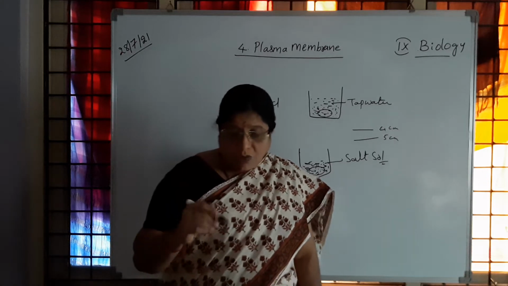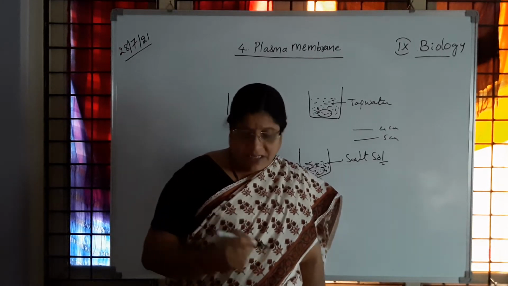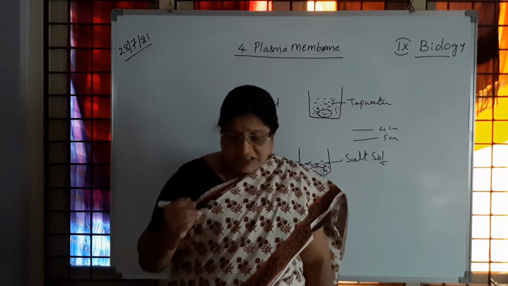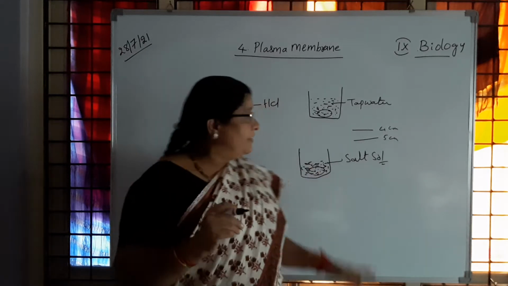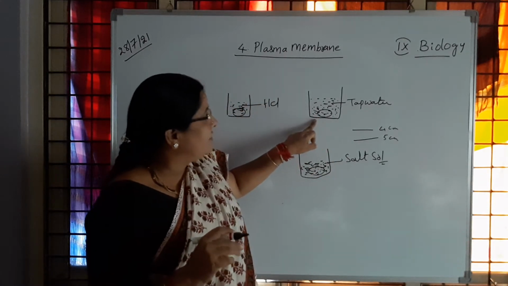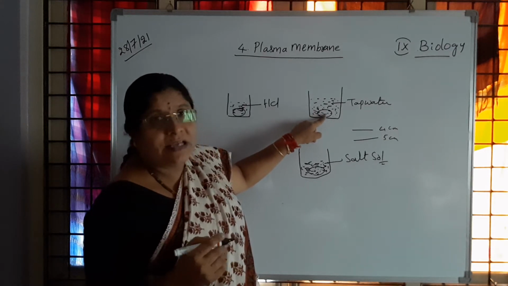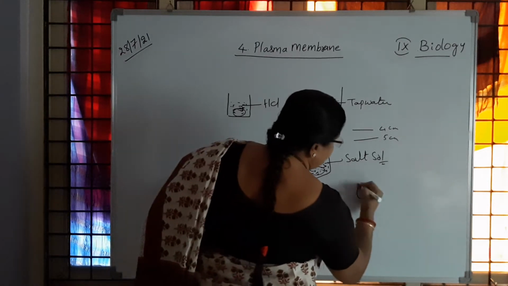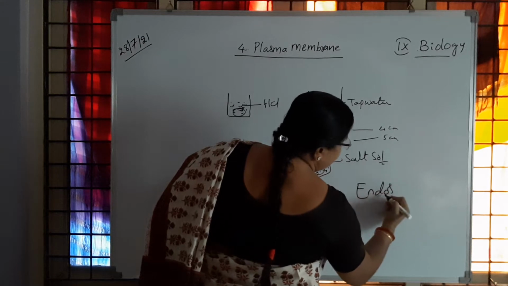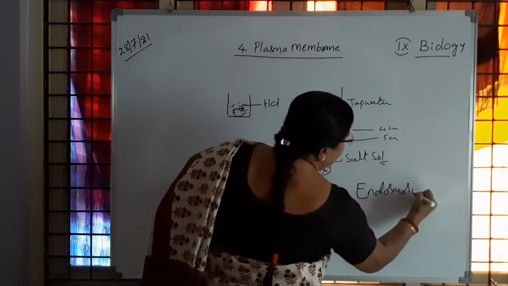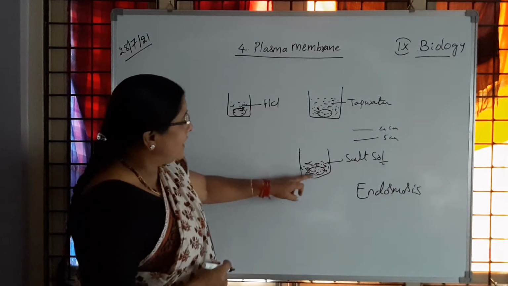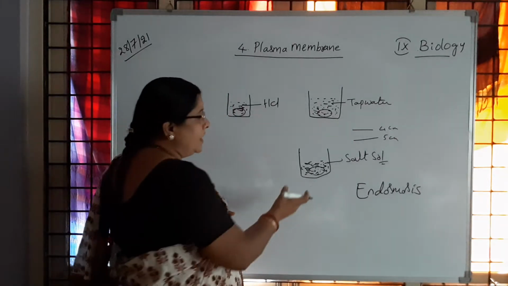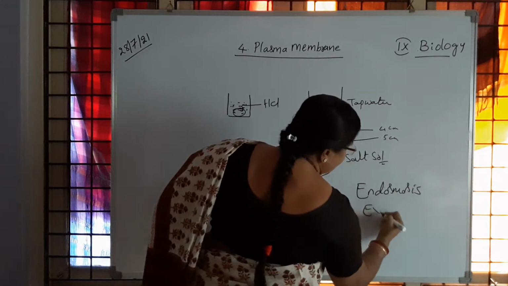So now what you are understanding with this activity: the process in which water molecules are leaving the cell. First we will learn this one. The process in which the water molecules are moving inside the cell, that one we call endosmosis. Entering. Okay. Whereas here the water is leaving. The process of leaving of water molecules from the cell, that one we call exosmosis.